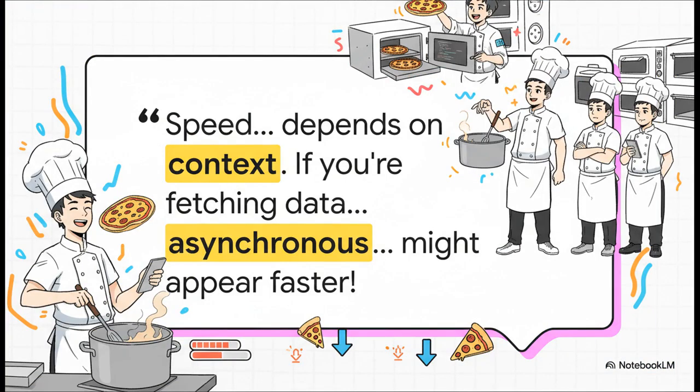But here's the most important takeaway of all. Fastest isn't always best. Context is everything. If your main task involves a lot of waiting, like fetching data from a slow network, an asynchronous approach will feel much faster because it's not wasting any time. A whole team of parallel chefs would just be standing around waiting for the oven. So the real question isn't which method is fastest, but rather, which is the right method for the job at hand.